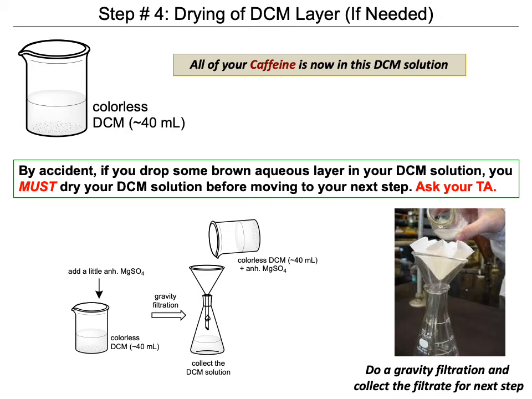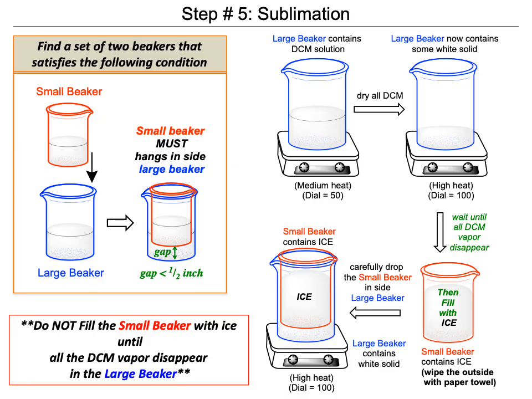After that, we are going to use gravity filtration to filter the mixture of DCM and caffeine, to separate any solids, anything other than caffeine and DCM. After that, we are going to heat the DCM with the caffeine inside the large beaker, and we fill the small beaker as you see.